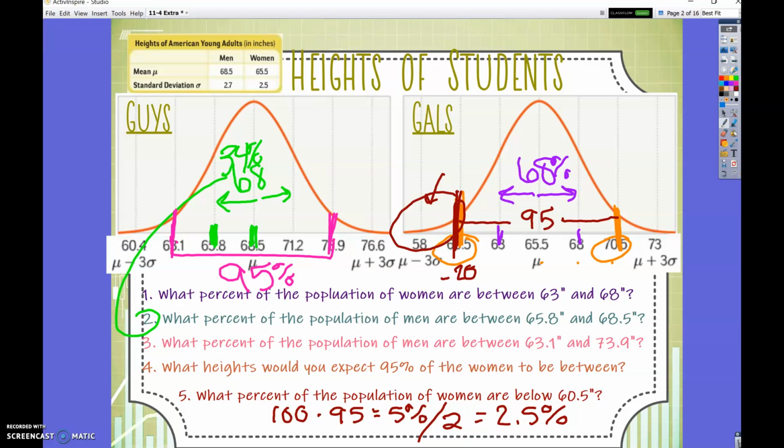So remember that you should know the 68, the 95, and the third standard deviation that we didn't talk much about here is 99.7. Know those 3 values for your first, second, and third standard deviations.